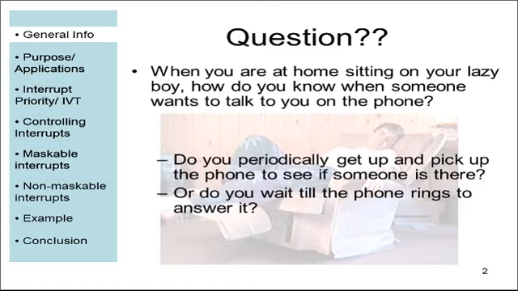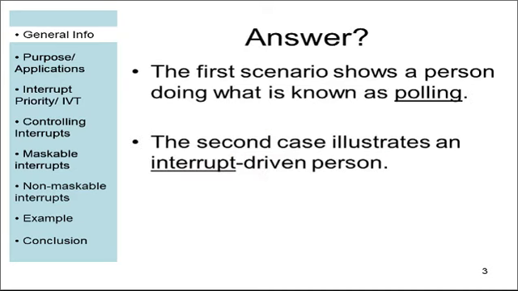Let us take another example. Suppose you are sitting in a chair at home. How do you come to know when someone wants to talk to you on the phone? One way is you check the phone every time to see whether somebody has called or not. The second way is to wait till the phone rings and then answer it. The first scenario is called polling, whereas the second is called interrupt driven.